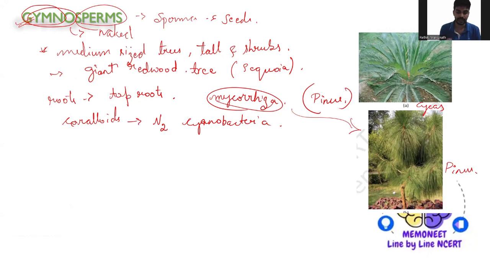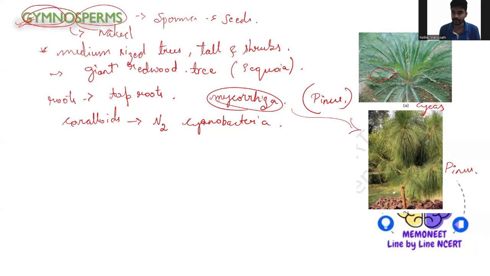If you see the leaf, the leaf may be very simple, or sometimes compound leaves can also be seen. In Cycas, as you can see, it is somewhat a pinnate kind of leaf. The leaves in the gymnosperms are well adapted to withstand high temperature, high pressure, as well as humidity and wind. These all things you can see in the gymnosperms.